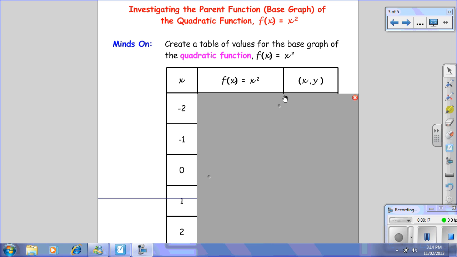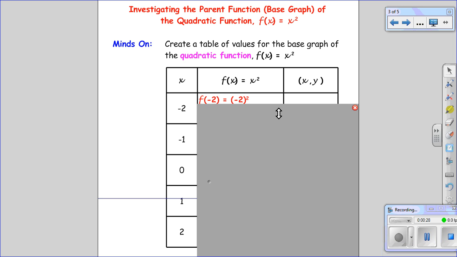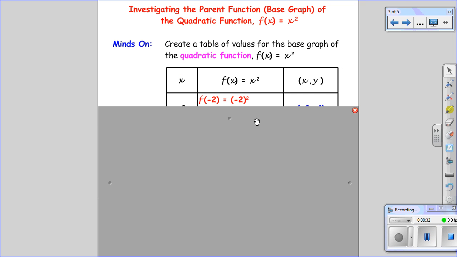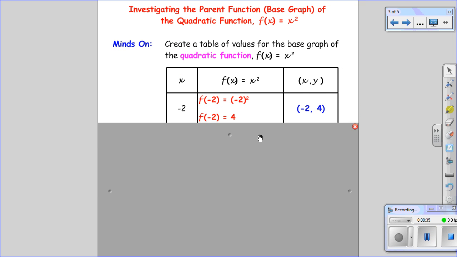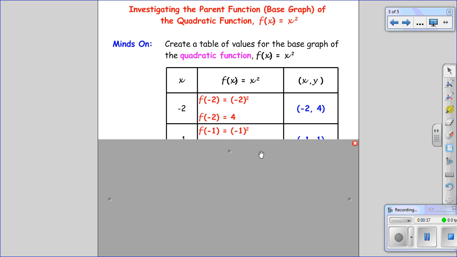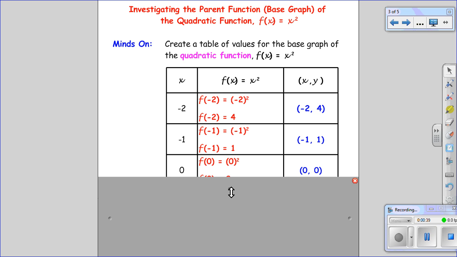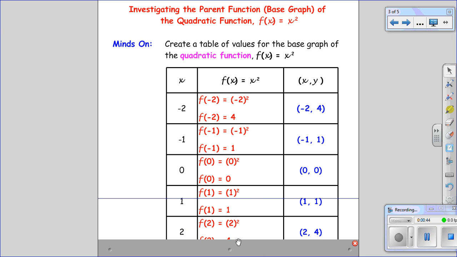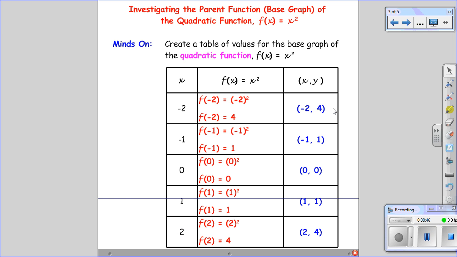If we create a table of values, I chose the values -2, -1, 0, 1, and 2 for my x values, and I can just substitute those values into the equation f(x) = x squared. When I plug in -2, it's in brackets, so the whole thing is affected by the exponent, and -2 times -2 gives me +4. Similarly, -1 squared gives me 1, 0 squared gives me 0, 1 squared is 1, and 2 squared is 4. So I end up with 5 key points to graph any quadratic.